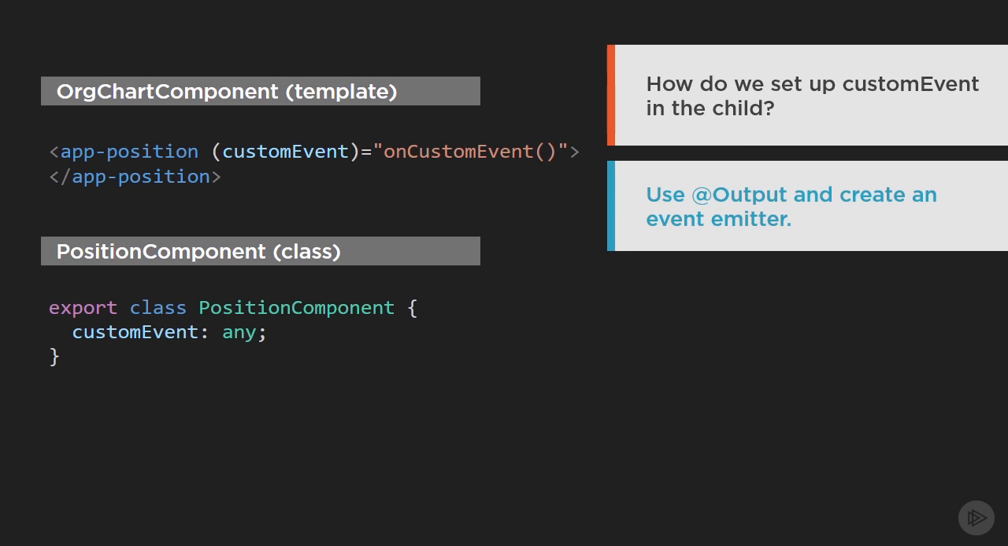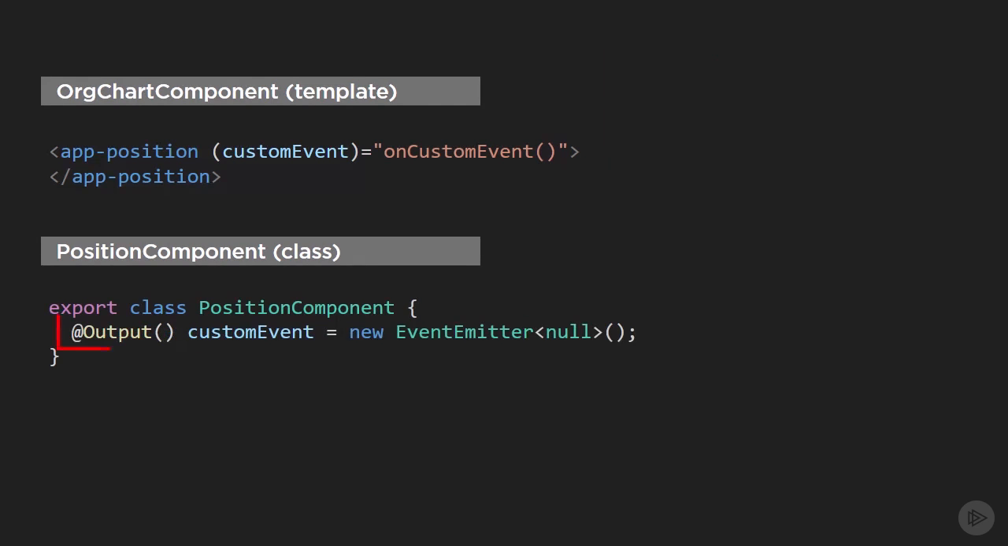We use @Output and create an event emitter. Let's see that in action. So we use the @Output decorator, and the property name is customEvent. We set that to a new EventEmitter, and we're passing it a generic type of null. So we're going to emit an event, but there's no parameter that we need to pass along. That's why the generic type is null.